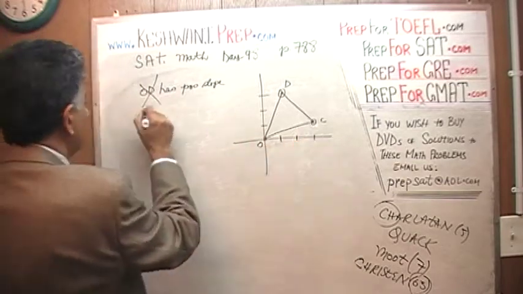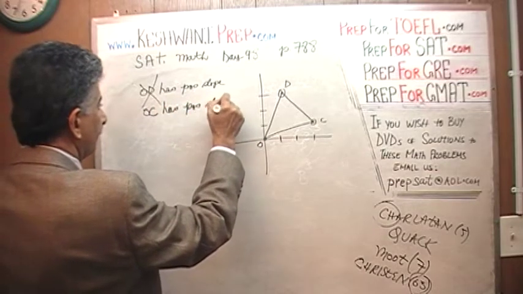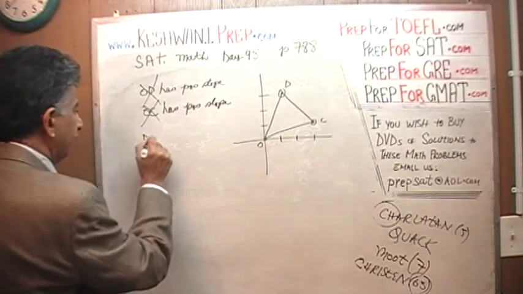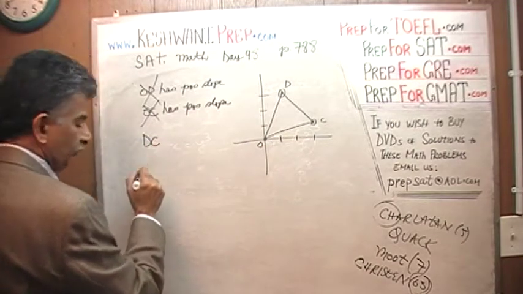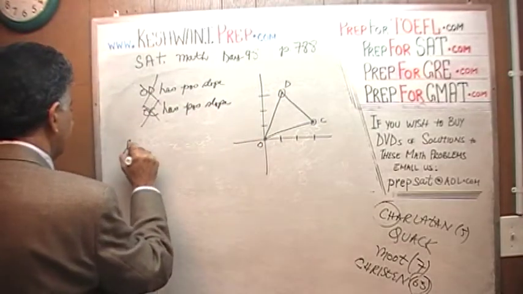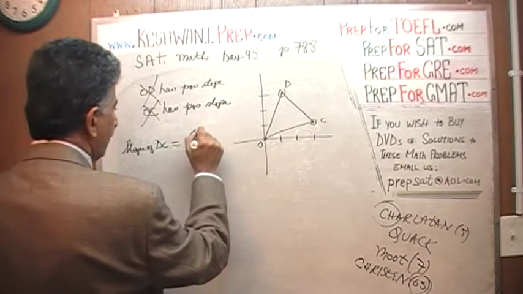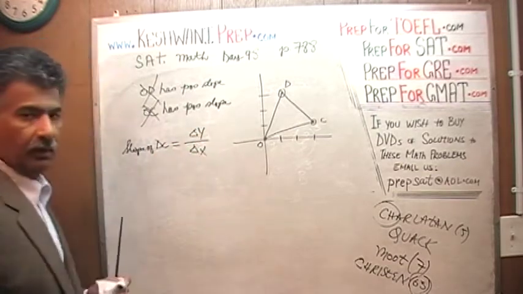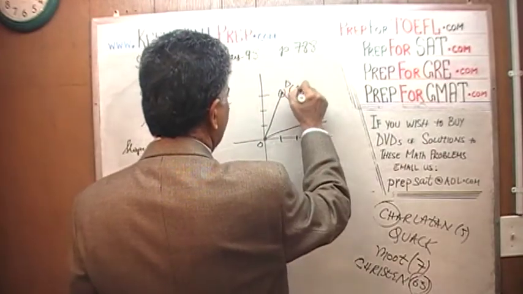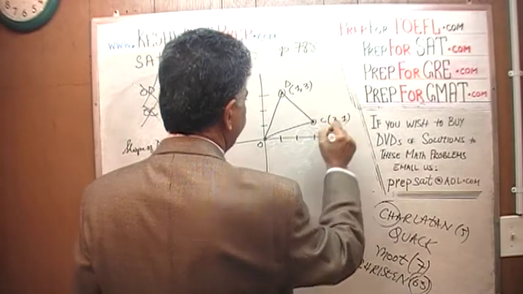Similarly, OC has positive slope. We're not interested in that either. Let's look at DC, shall we? Let's find out the slope of DC. Slope of DC equals, we look at the change in y and change in x. Going from point D to point C, D has the coordinates of 1 and 3, and this one has the coordinates of 3 and 1.